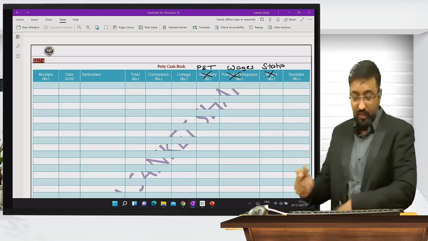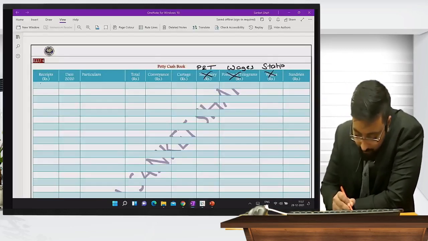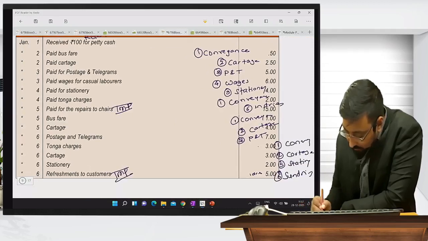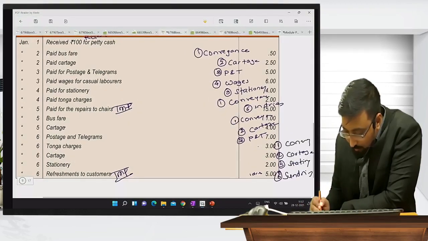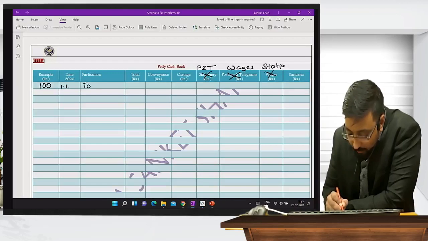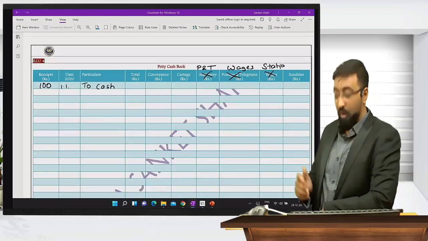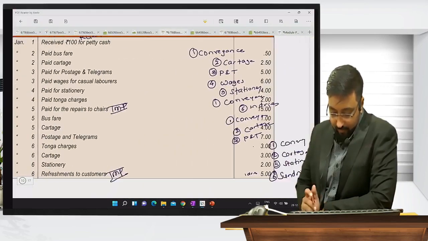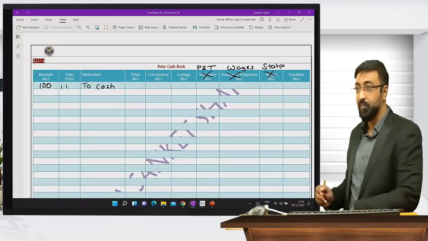Receipts. Tell me receipts. 100. What is the date? 1st Jan. In petty cash book, you will write petty cash account debit to cash, na? Yes, to cash. Don't write it in the total column. This is related to payment. Now you are going to write all expenses.